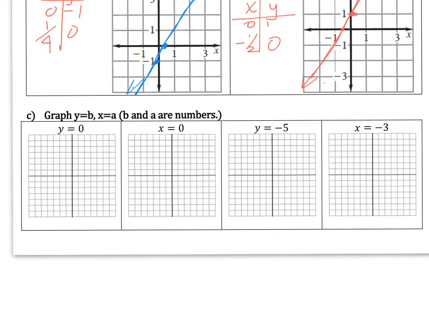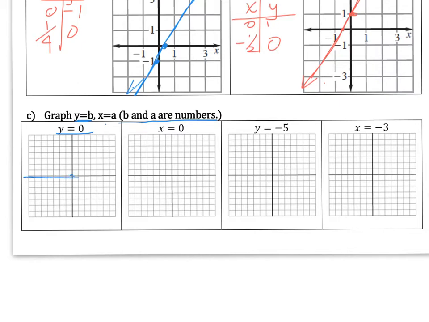Okay, and part C, you're to graph lines that look like y = b or x = a, where b and a are numbers. So if we have y = 0, this has to be a horizontal line. So just look at it like this. Where is the y coordinate when it's 0? It's here.